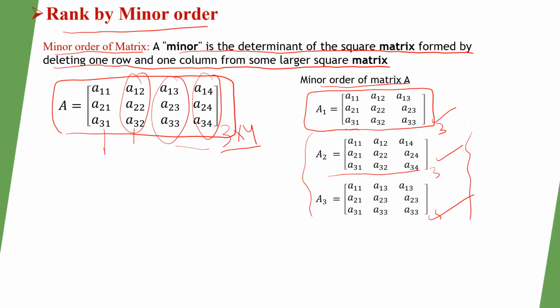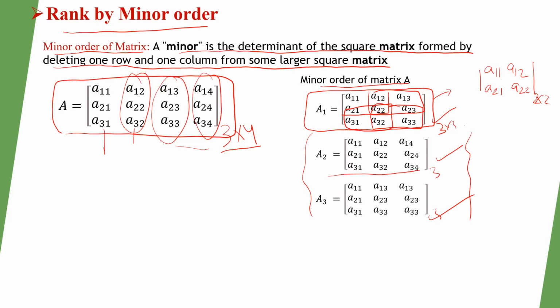In a similar way, if we want to write the minors of that A1 matrix, the lower minor order is 2 cross 2. So we can write these minors as A11, A12, A21, A22. These are the minors. In that way we can write the minors of a given matrix.